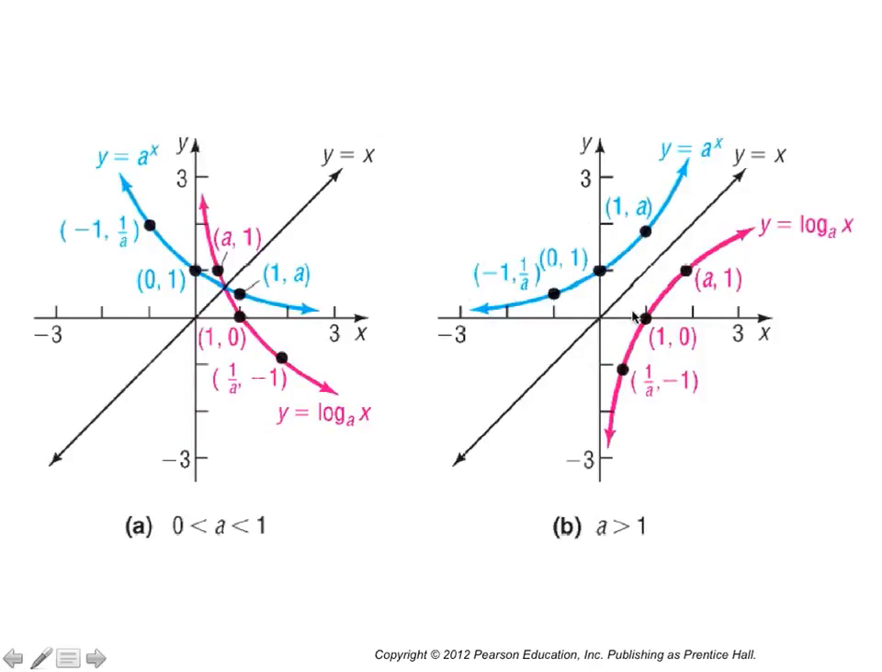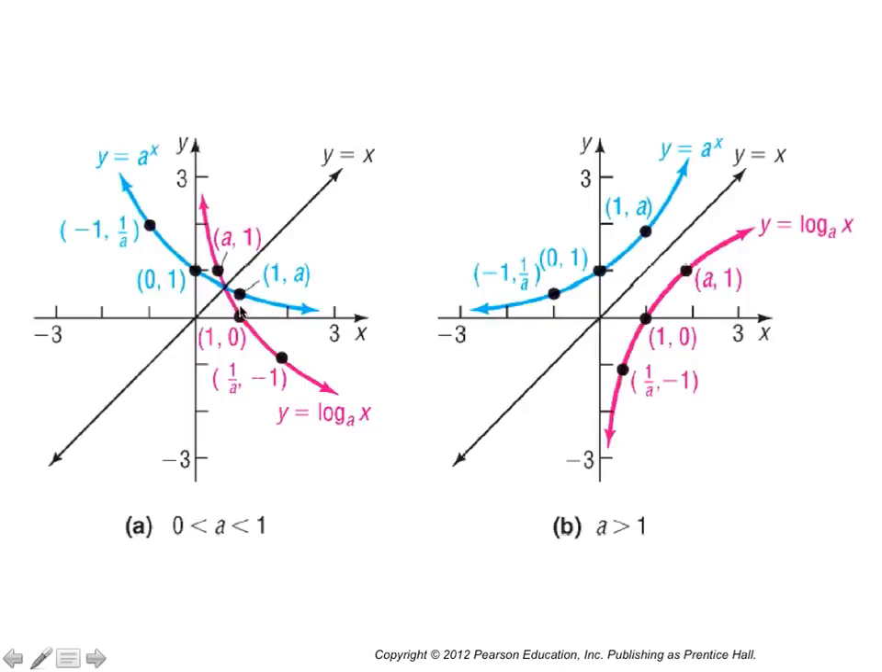And then if you draw the line y equals x, and you flip this around this line, you're going to end up with this pink line here. And again, we have an increasing function, just like this one was. But it's flipped around a different way. And this one goes through the point 1, 0 instead of 0, 1.